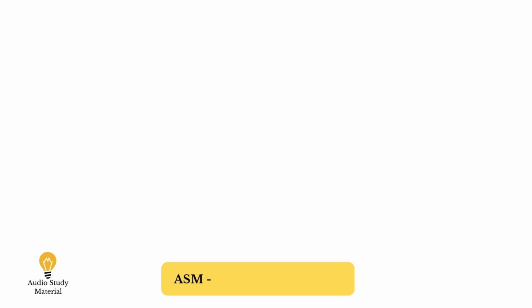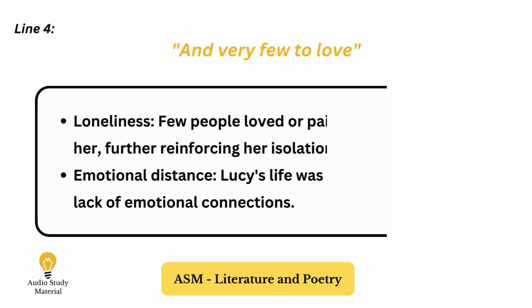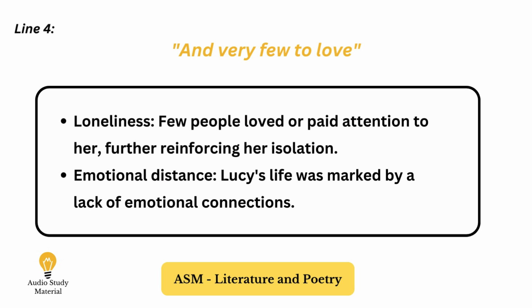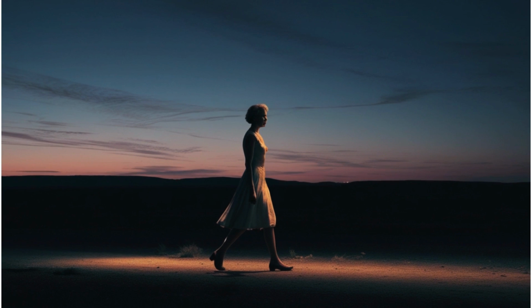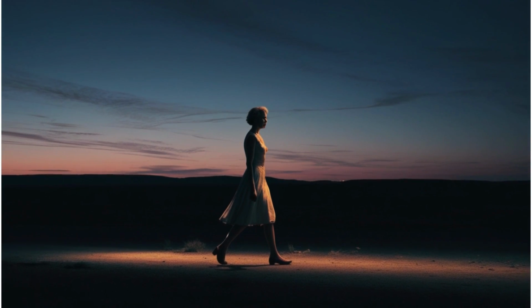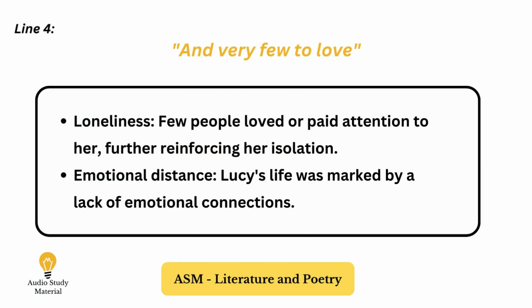Line 4. And very few to love. Lucy was not only unpraised, but also unloved by many. This line reinforces her loneliness and emotional distance from society. It suggests that only a few people even noticed or cared about her. The lack of love and connection to others highlights the theme of isolation that runs through the poem, making Lucy's existence seem all the more poignant and solitary.